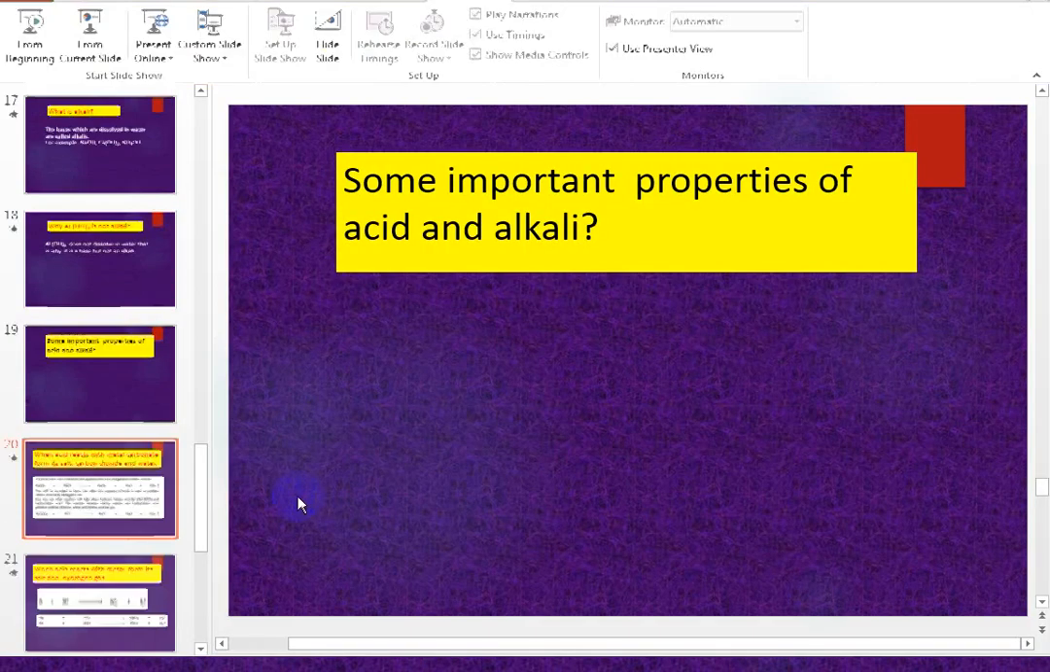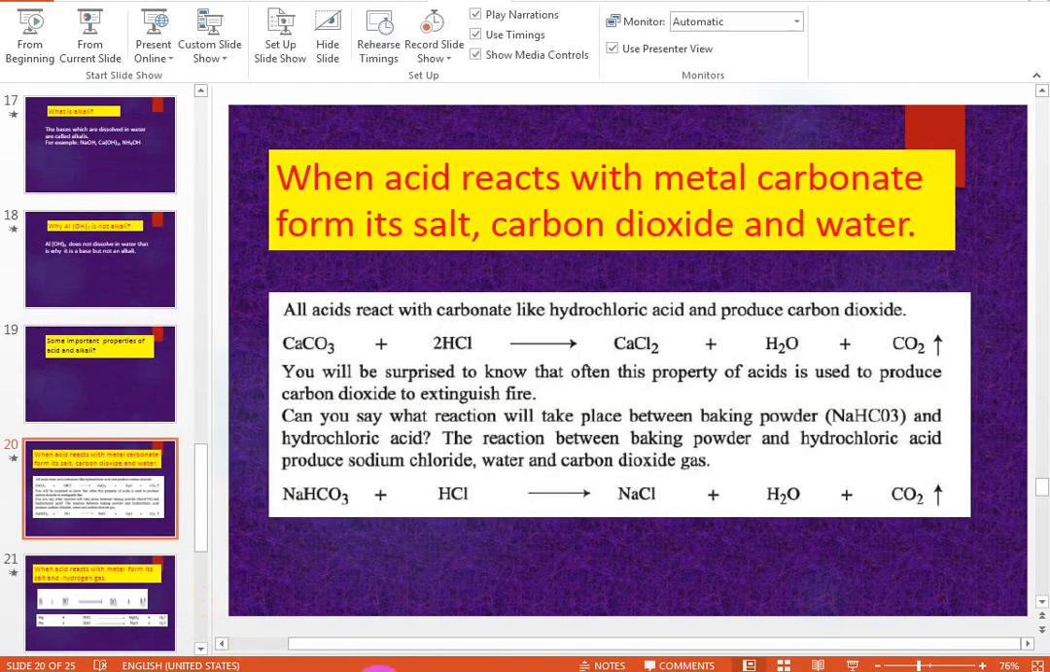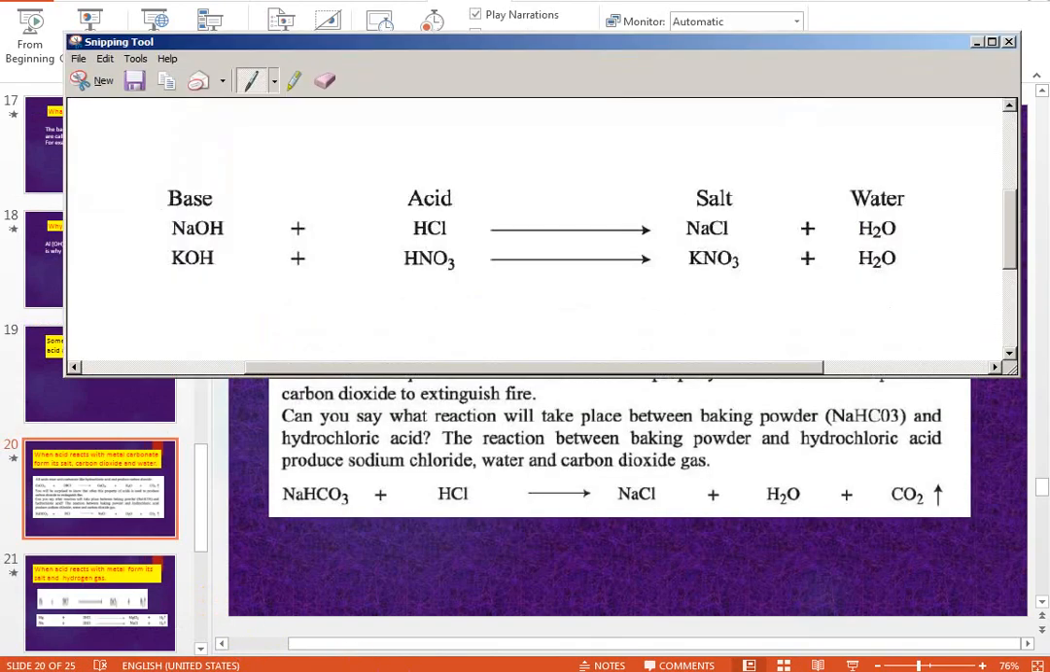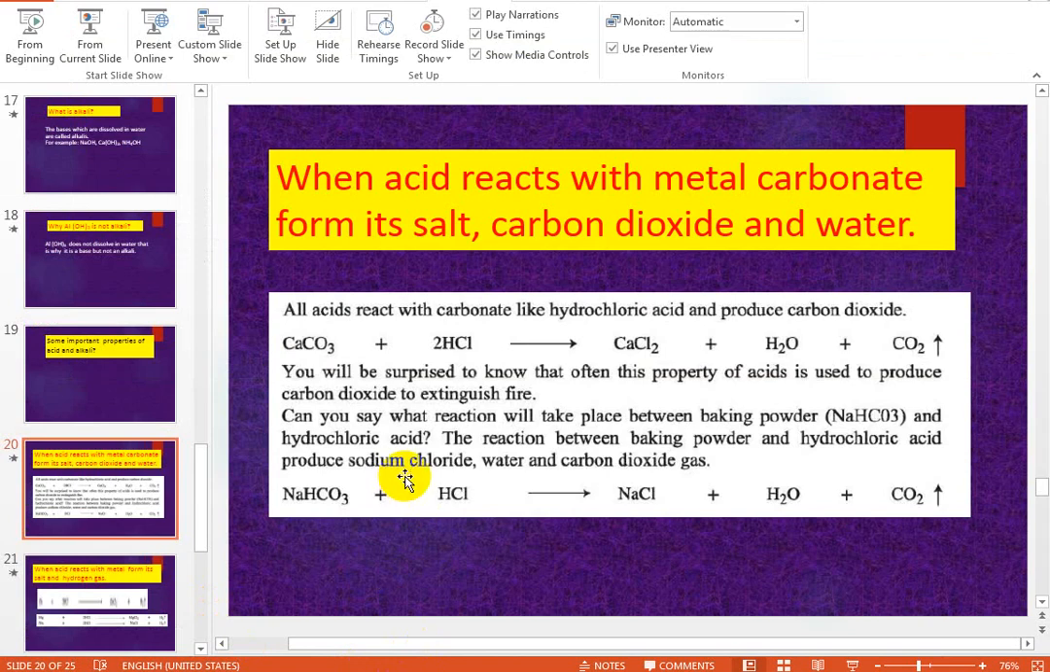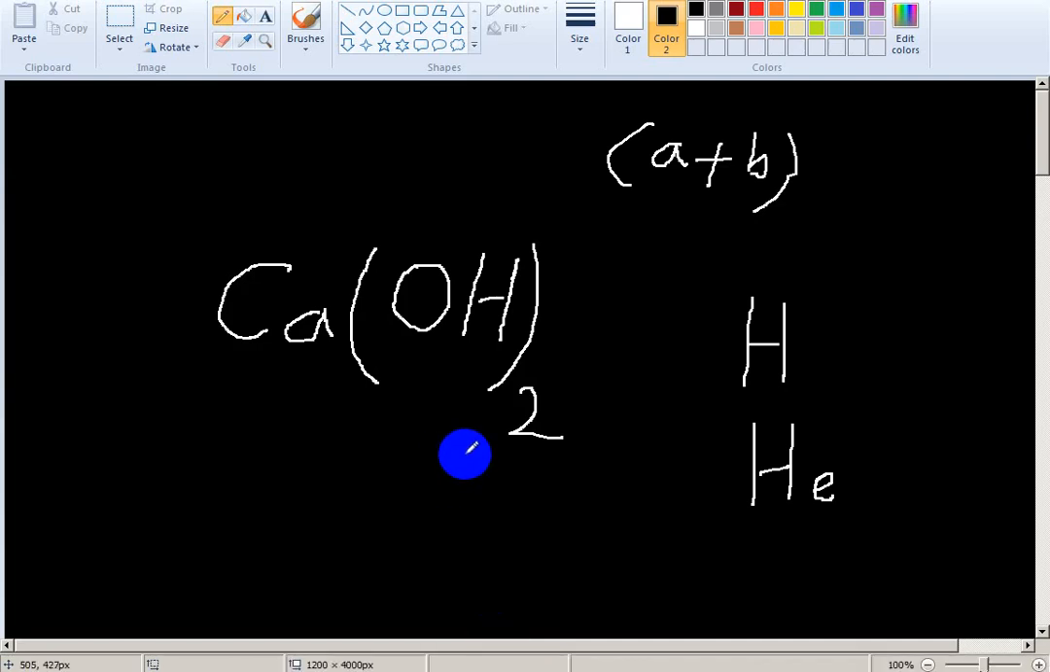Okay, I am giving this example. What will be the salt? Have you understood? When metal carbonate reacts with acid, it forms salt, water and carbon dioxide. Okay, you say what will be. I am giving a reaction.